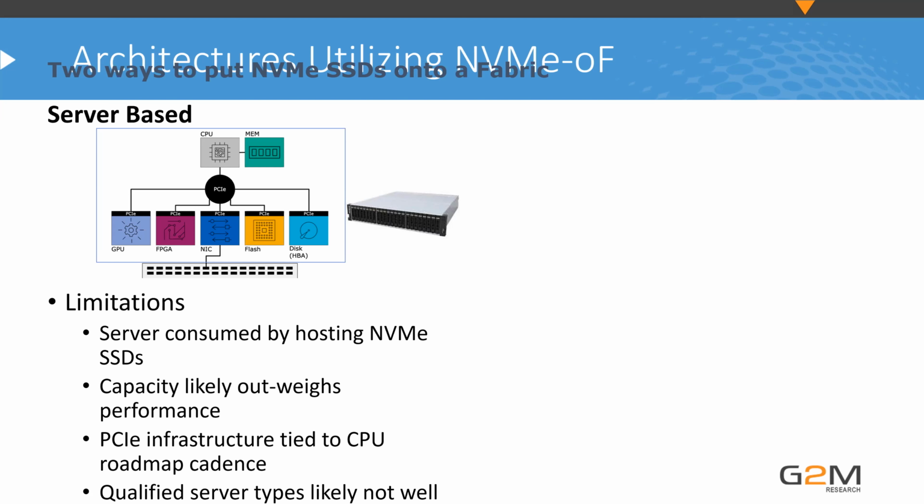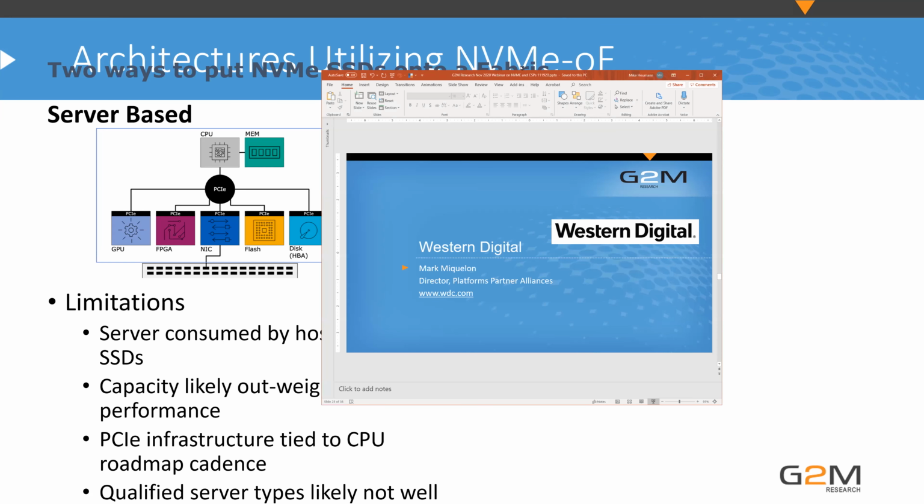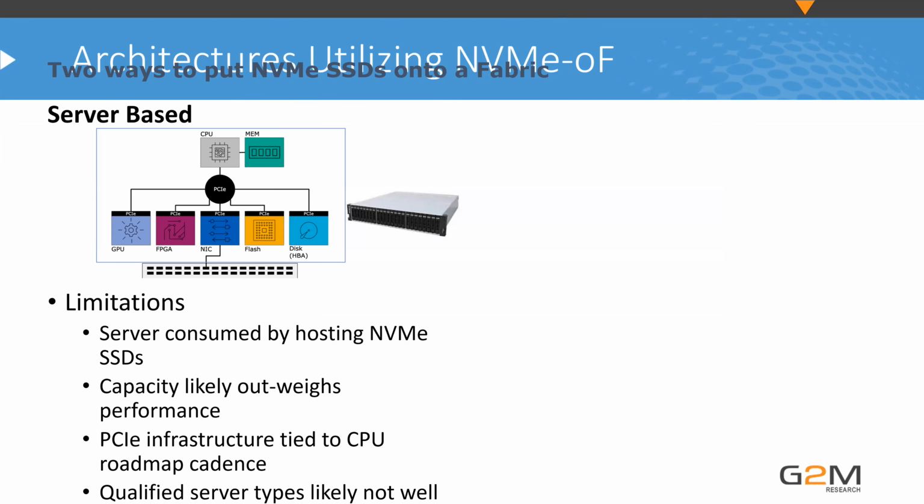Another problem with this approach is that your PCI infrastructure and the speed of the individual SSDs is very much tied to the CPU roadmap. What I mean by this is, we're moving to Gen 4 today. AMD has it out, Intel's coming. In a few years, there'll be another move to Gen 5.